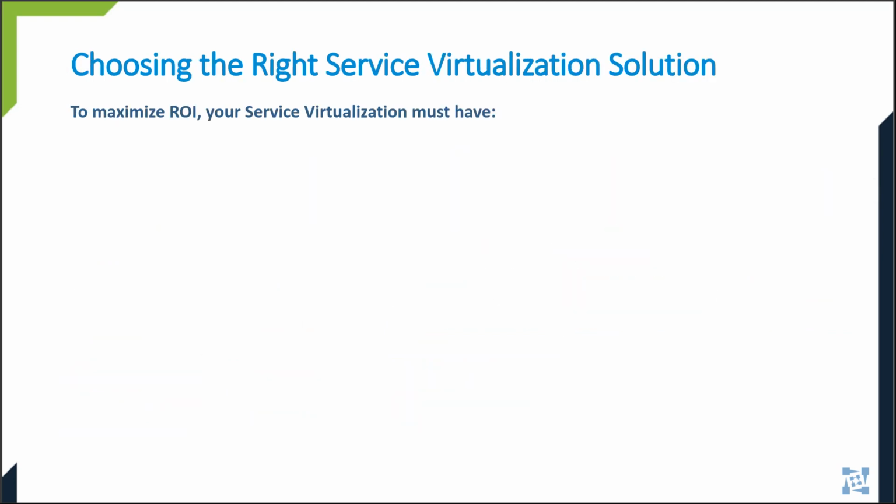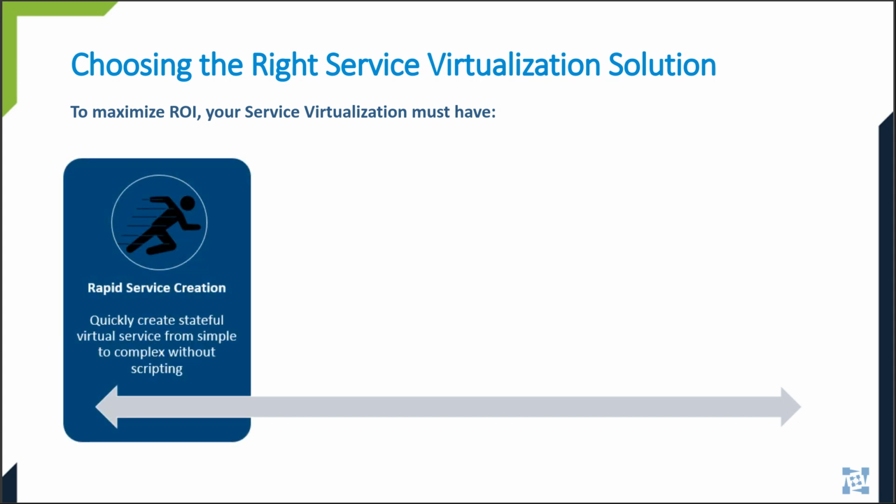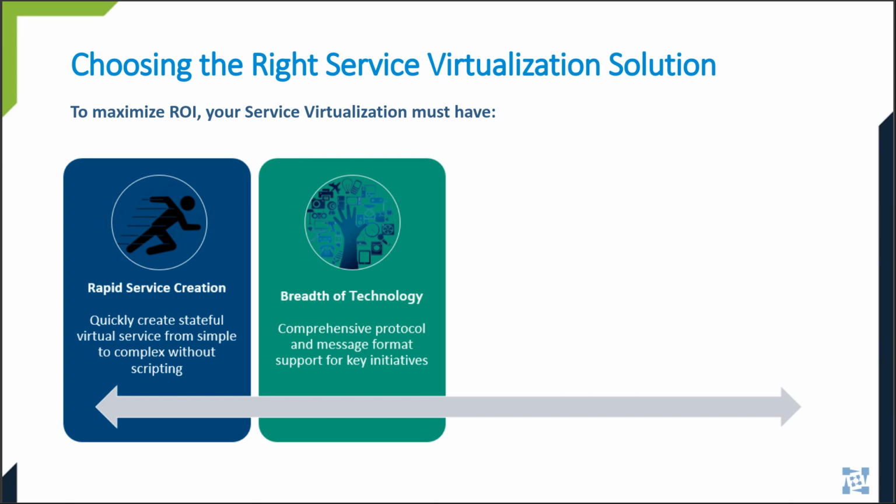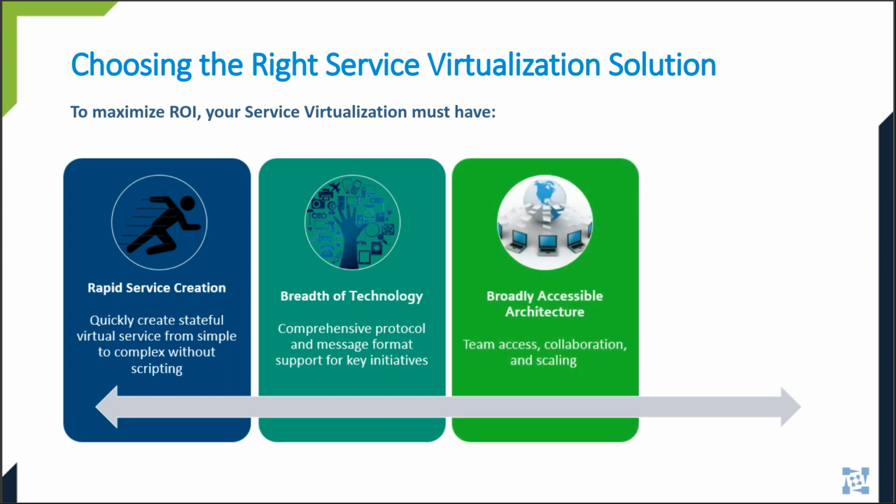But what we're going to do today is break this down into 4 key things that you need to make sure that you can maximize the ROI of your service virtualization solution. So we're going to talk about how you create the assets in the first place, because obviously you can't use them unless they've been created. We're going to talk about that breadth of technology that Grigori mentioned. We're going to talk about the architecture for deployment, but also utilization and management.